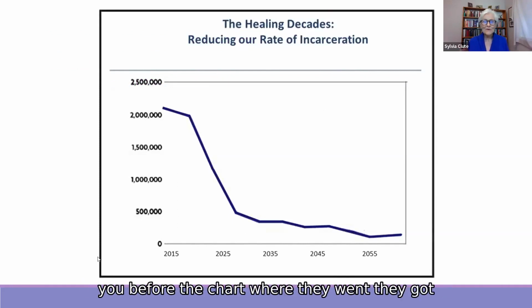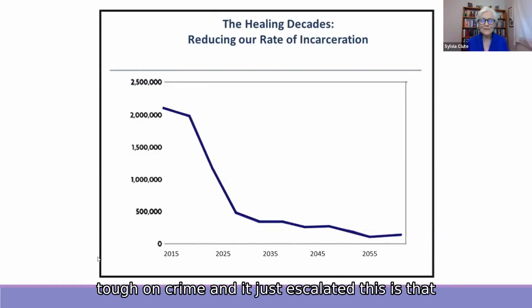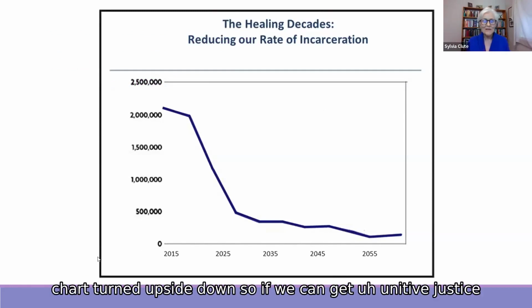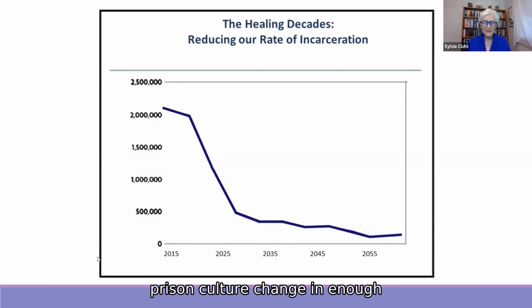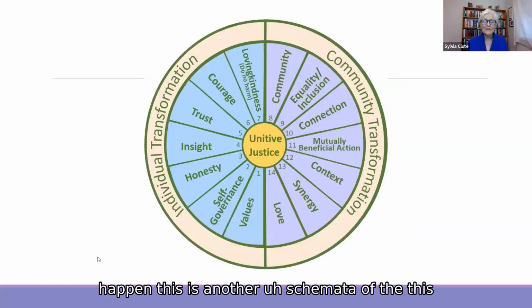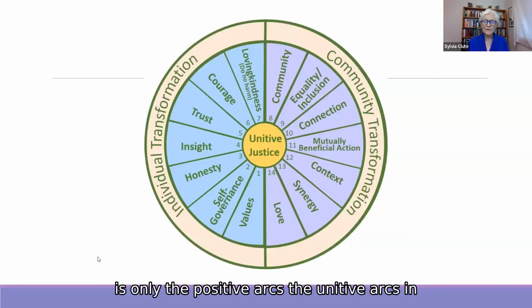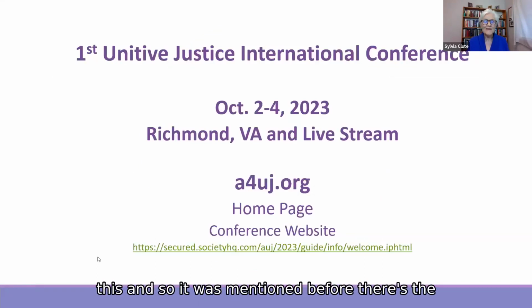And so this is our dream. I showed you before the chart where they got tough on crime and it just escalated. This is that chart turned upside down. So if we can get unitive justice prison culture change in enough prisons and jails, we think this is what will happen. This is another schemata, showing only the positive arcs, the unitive arcs.